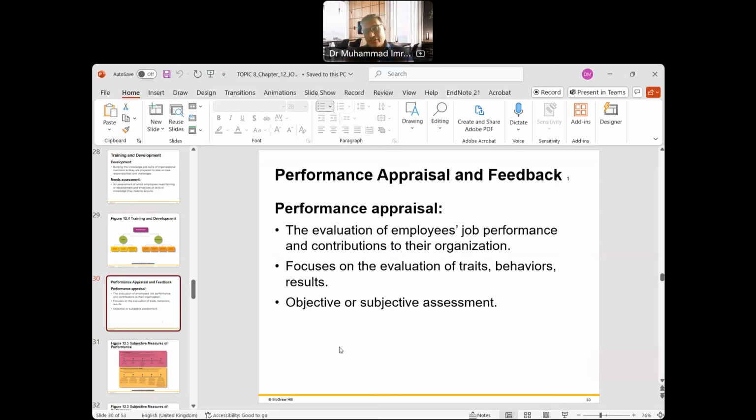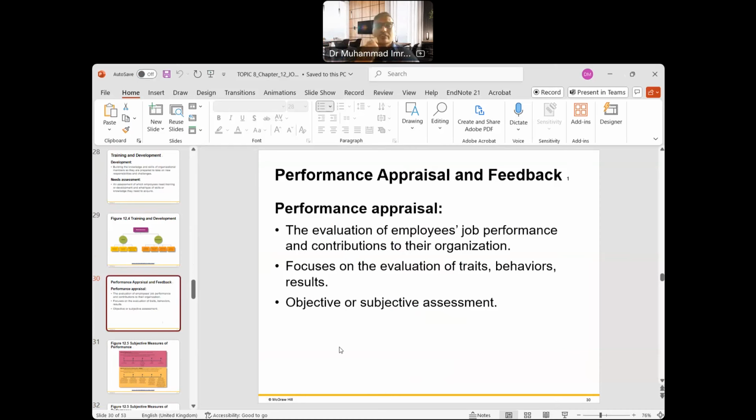We recruited this one; is he really contributing to our organization or not? These are the steps. Focus on evaluation of traits, behavior, and results. Yes, objective and subjective measures, but mostly we use subjective measures. Objective is in the quantitative way, where we have a record about them.